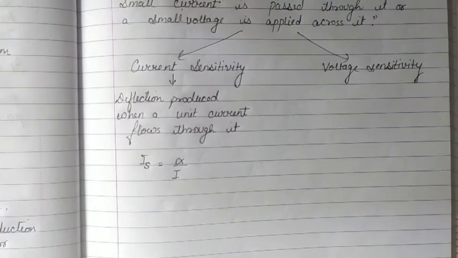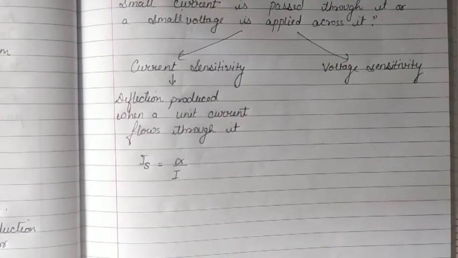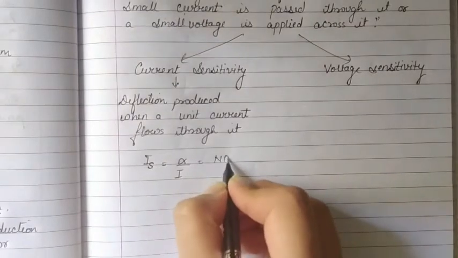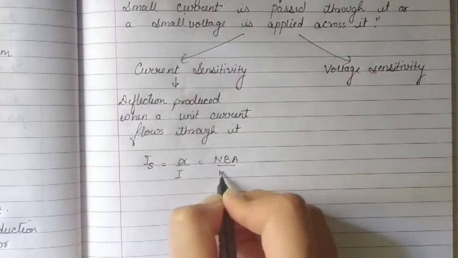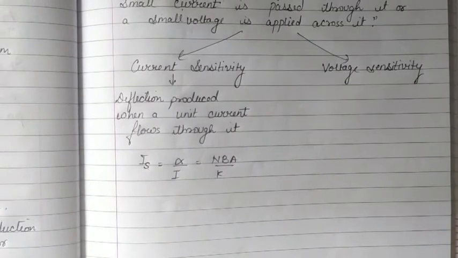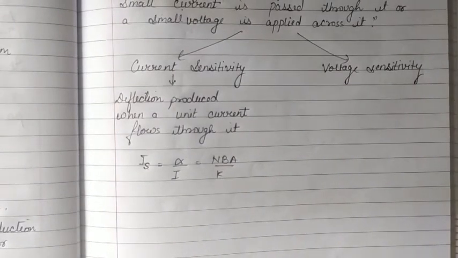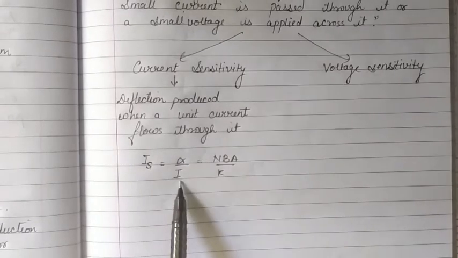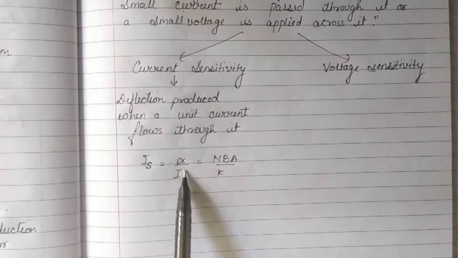Is means current sensitivity, the deflection produced for unit current. That means alpha upon I. This is actually the reciprocal of capital G, or its value is equal to NBA upon K. So current sensitivity is the reciprocal of figure of merit or galvanometer constant, that is alpha upon I, and is equal to NBA upon K, and it is defined as the deflection produced for unit current flowing through the galvanometer.